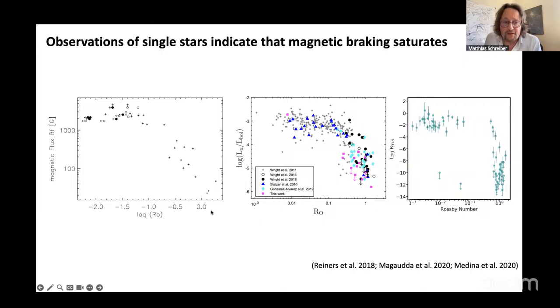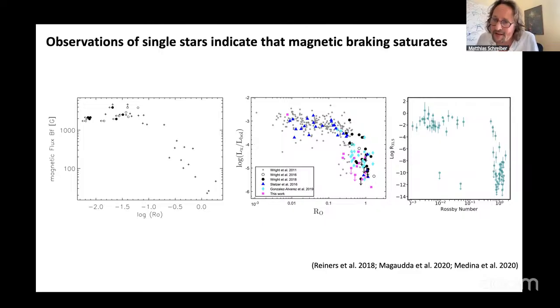So as long as they are slowly rotating, it's actually similar to what Skumanich predicted, that the magnetic flux or X-ray luminosity or the flare rate are actually increasing with faster rotation. But at a certain moment, this process seems to saturate. This is true for the magnetic flux, this is true for the X-ray luminosity, and it's true for the flare rate.